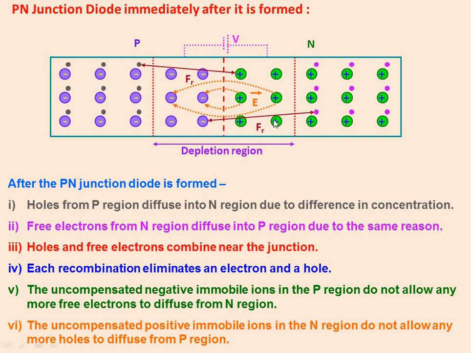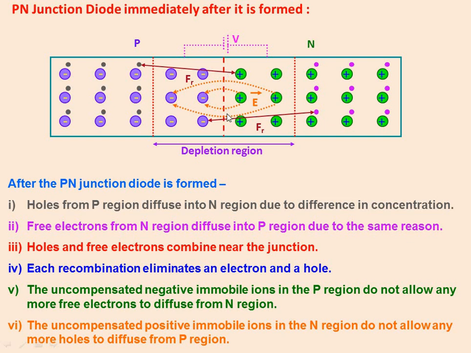And now, as there are immobile ions, due to the immobile ions on either side of the junction, an internal electric field is formed at the junction, and it will be directed from N region to P region. From N to P region, there will be an internal electric field. Which you can notice here, which we call like a pseudo battery, which I have represented. Are we clear with this?